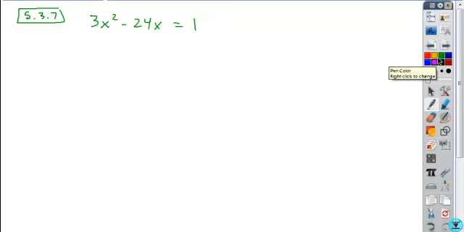All right, so this is one. If you did subtract your 1 and you tried to rewrite the middle term, 3 times 1 is 3. Are there any factors of 3 whose sum is negative 24? It's not going to work. So that means that your solutions are going to have irrational numbers in them.